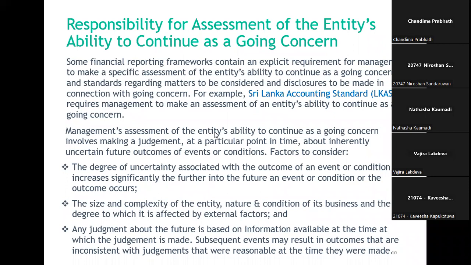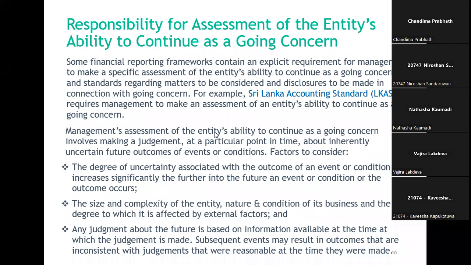At the time of the approval of financial statements for issue, consider inherently uncertain future outcomes of events or conditions. Now, foreseeable future means a 12 month period. It's not 5 years or 10 years. You cannot forecast for that long, right? The degree of uncertainty associated with the outcome of an event or condition increases significantly the further into the future the event or condition or the outcome is. So basically the period is 12 months.